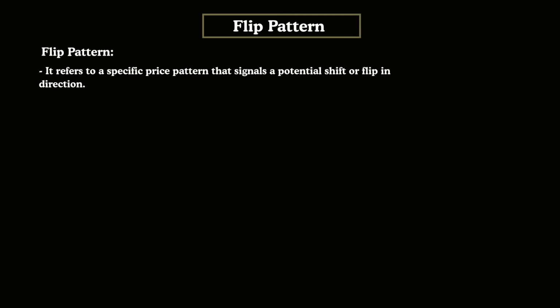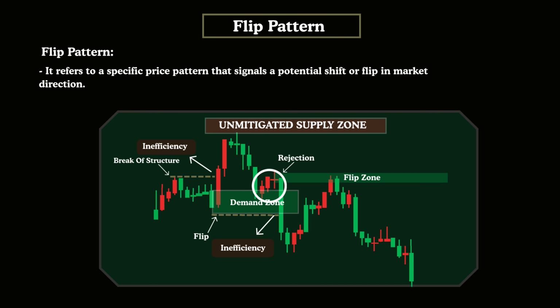The third key pattern in supply and demand theory is the flip pattern, a powerful signal of a market direction shift. This pattern is particularly favored by professional traders due to its high probability of catching early reversals backed by institutional activity. What is the flip pattern? A flip pattern occurs when price reacts to a supply or demand zone, showing respect initially, but then breaks through that same zone, signaling that the balance of power between buyers and sellers has shifted. In essence, it shows that the role of a zone has flipped, from supply to demand or vice versa.